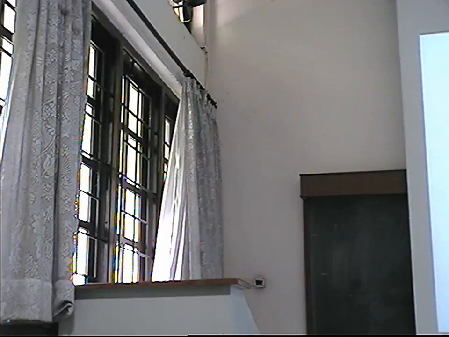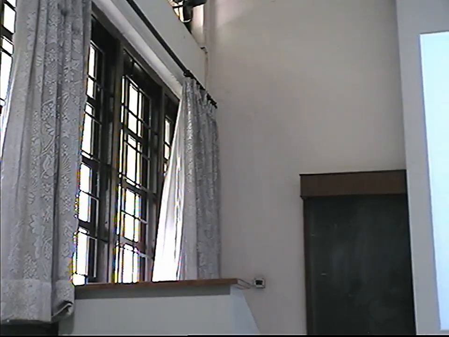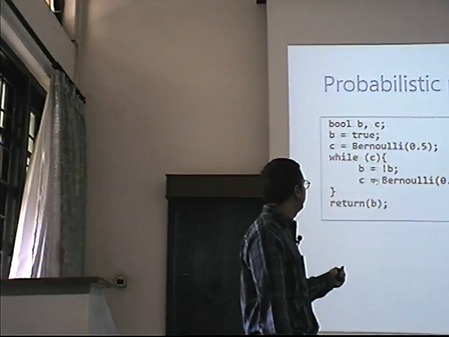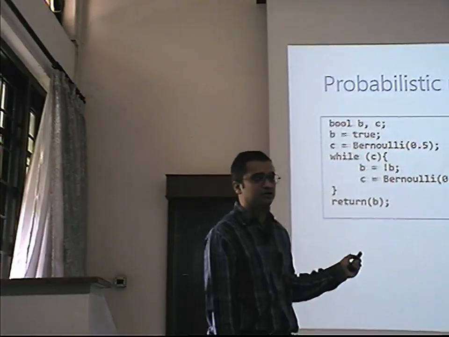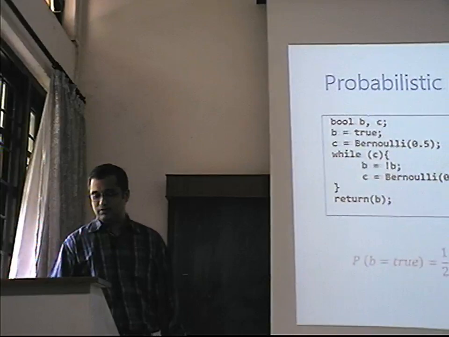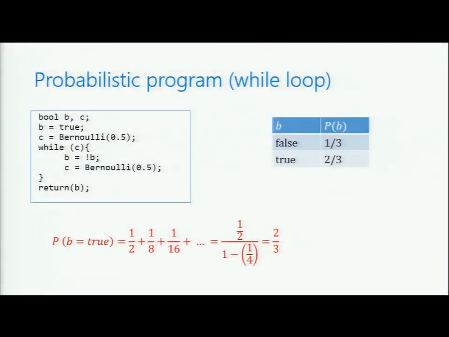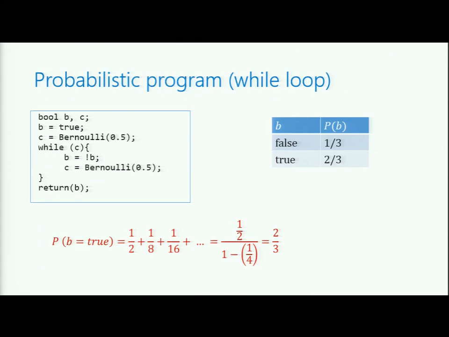So you're right. Essentially, the probability of B equals true is exactly equal to the probability of executing this loop an even number of times, right? And just like you said, you compute this geometric series, half, 1/8, 1/16, and so on, and you get 2/3. Therefore, the meaning of this program is this table over here. Clear?